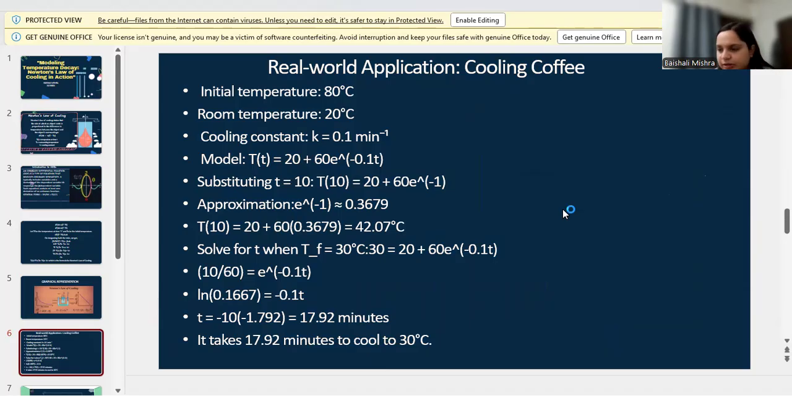Then we use a real world application to solve a question on cooling coffee. The initial temperature is 80 degrees Celsius, the room temperature is 20 degrees Celsius, and the cooling constant is given. We substitute everything into the equation, with the time taken being 10 minutes. We found that it takes 18 minutes for the coffee to cool to 30 degrees Celsius, and after 10 minutes, the coffee cools to 42.07 degrees Celsius.